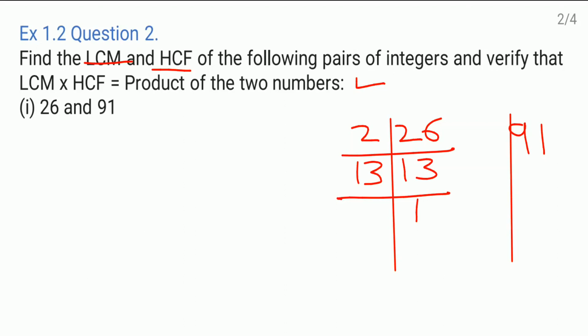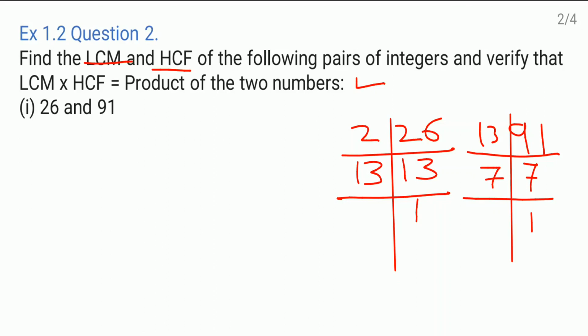And for 91, we have to check which table 91 comes in. Here 91 comes in 13's table, 13 sevens are 91. So I can write the prime factors of 91 as 13 and 7, because both the numbers are prime. Otherwise, we have to use the divisibility test for 2, 3, then 5, 7 and so on. If we are getting the answer easily, then write it down. Otherwise, we have to go slowly according to the divisibility test.